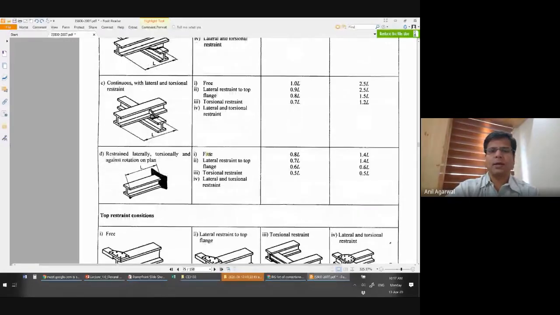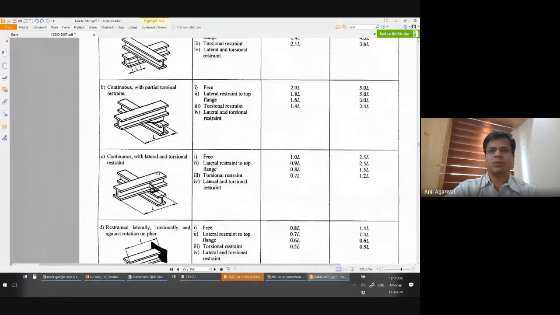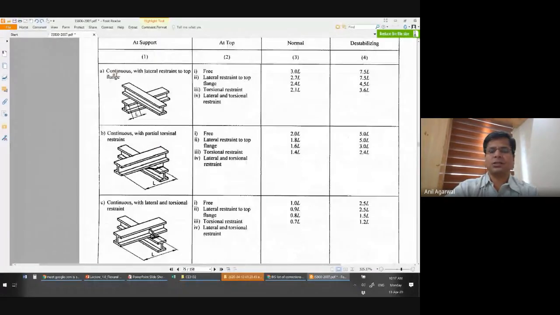And then there are four boundary conditions available for the fixed end. So at the fixed end, you may have lateral restraint, you may have some kind of a restraint which is providing lateral restraint to the top flange.